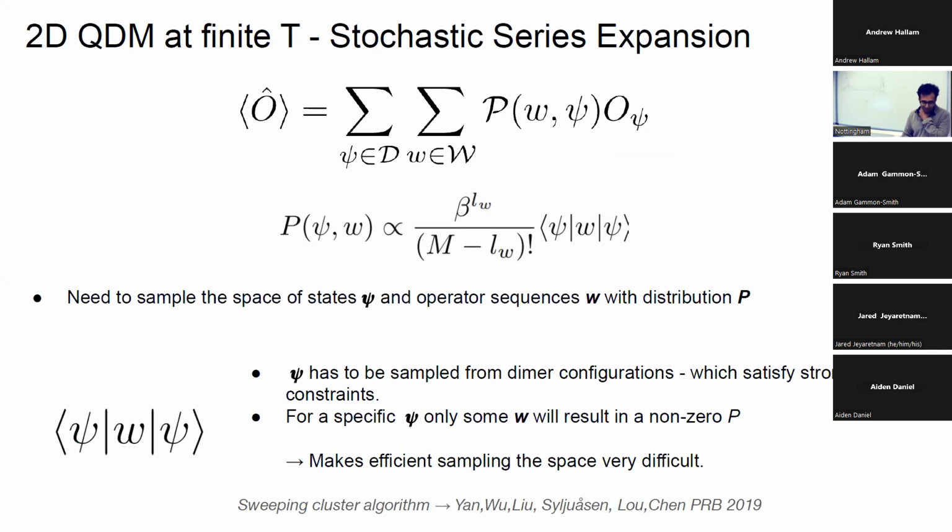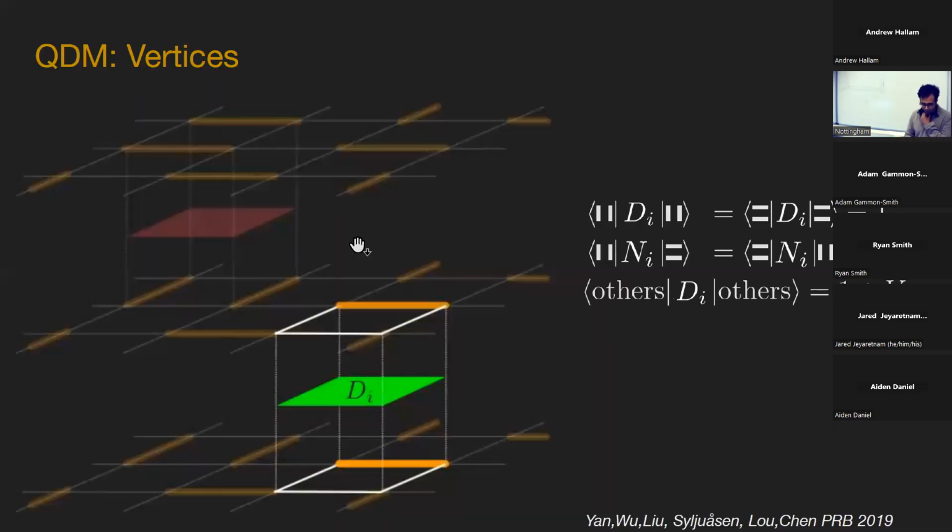So the idea is the same. I need to sample psi and the words in such a way that detailed balance ensures this probability distribution for the configuration psi, dimer configuration psi, and the operator words W.